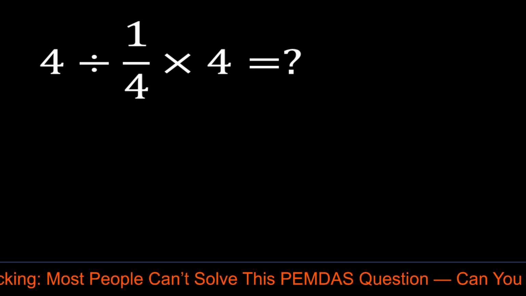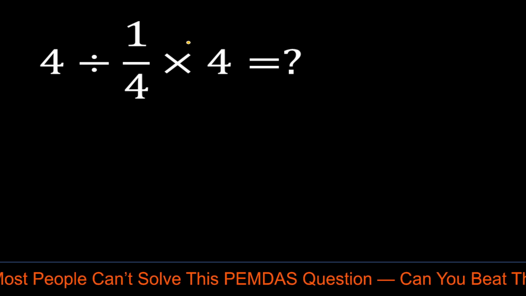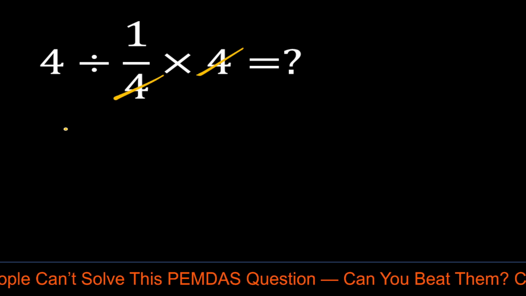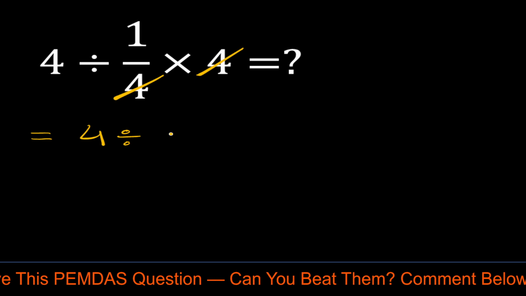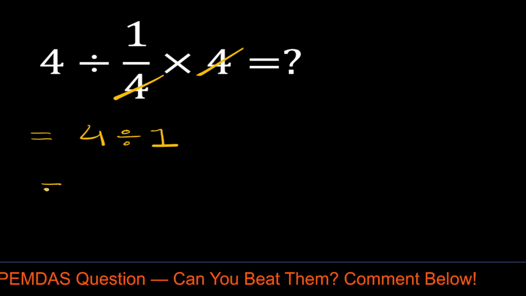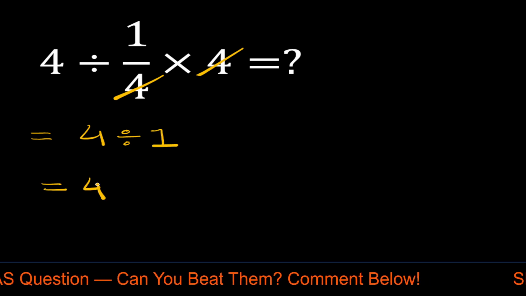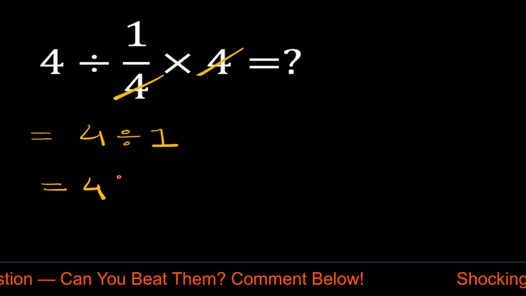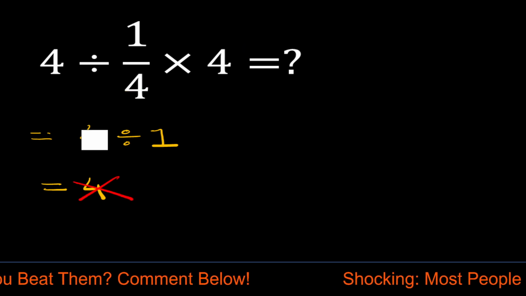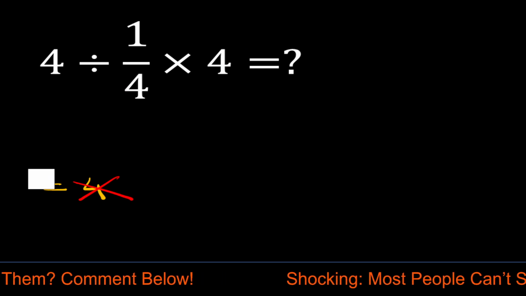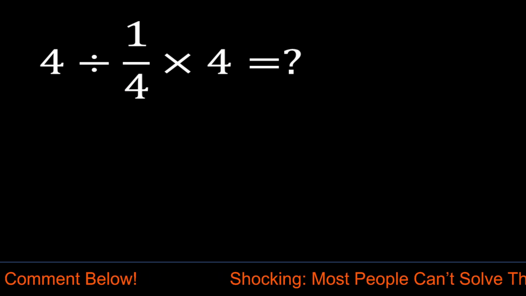So cancel this 4 by 4. Now 4 divided by 1. So 4 divided by 1 is equal to 4, right? But this answer is not correct. This answer is completely wrong. So now let's solve this problem correctly by using the PEMDAS rule, right?